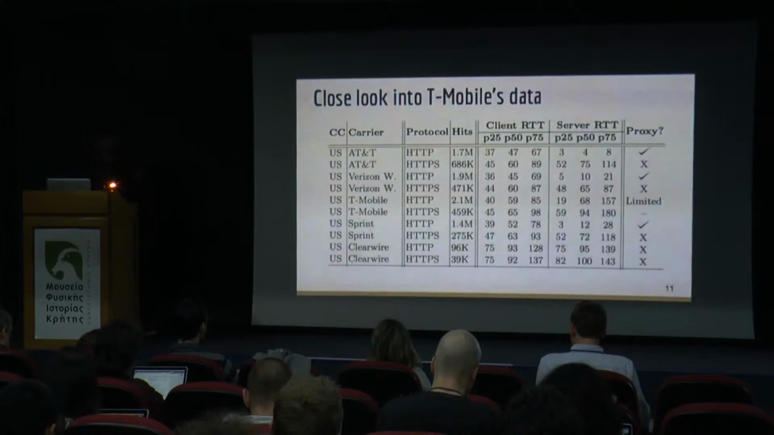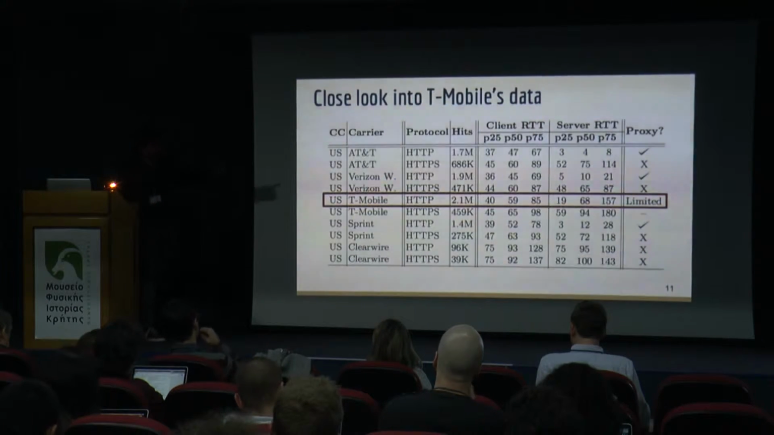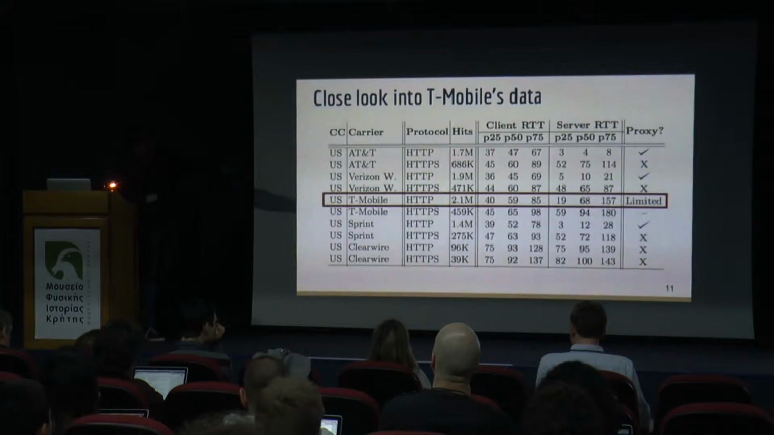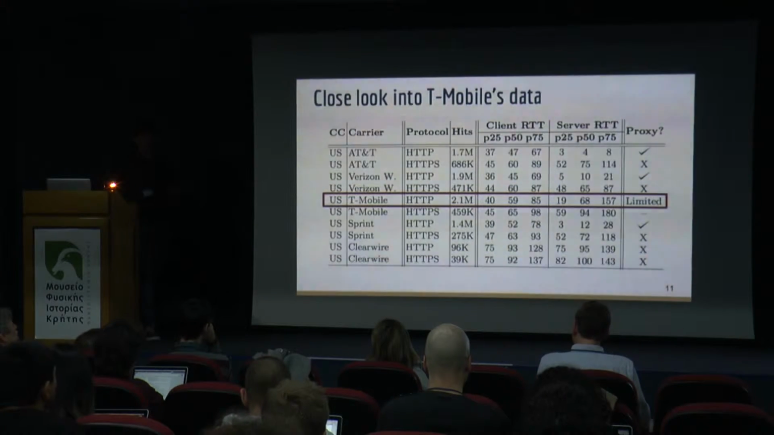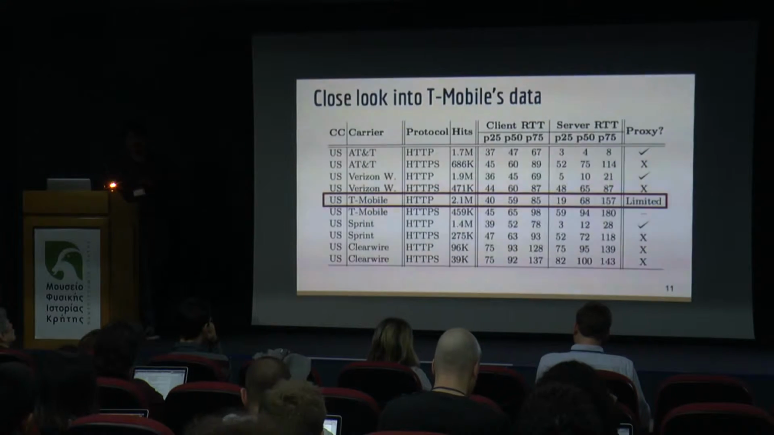But there's something interesting in this data. Look at the T-Mobile data. The server RTT of P25 shows 19 milliseconds, whereas P50 is 68. 19 is still reasonably low to be true on an end-to-end connection that comprises wireless and wired. However, P50 seems reasonable to be on a cellular network. So let's look into what's happening in T-Mobile's network.